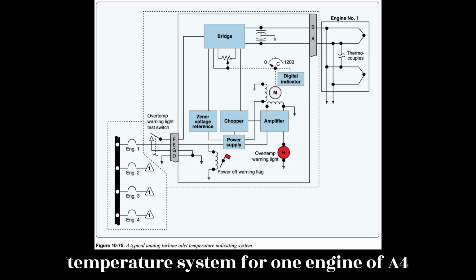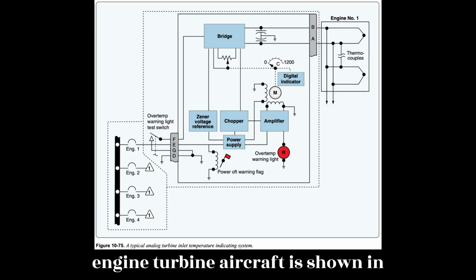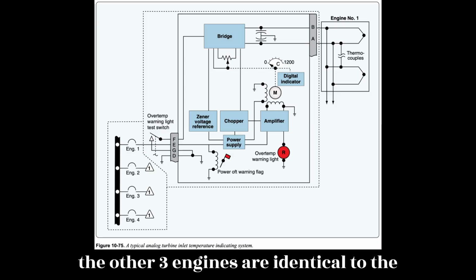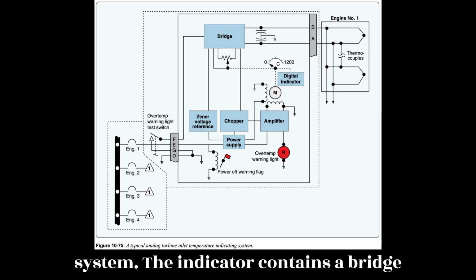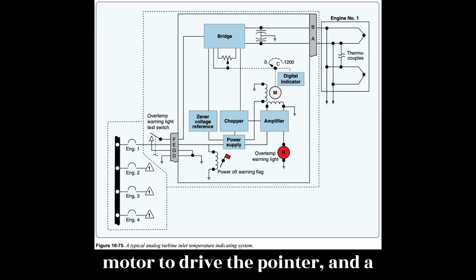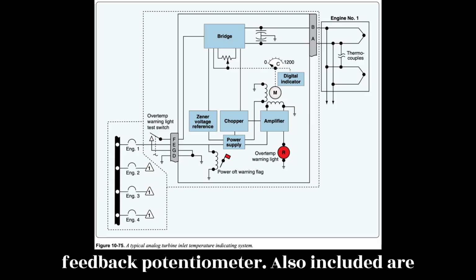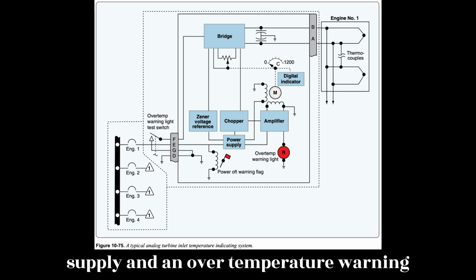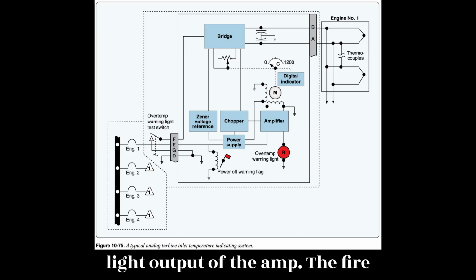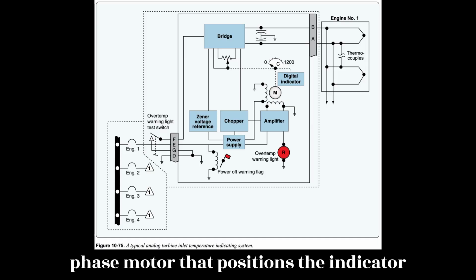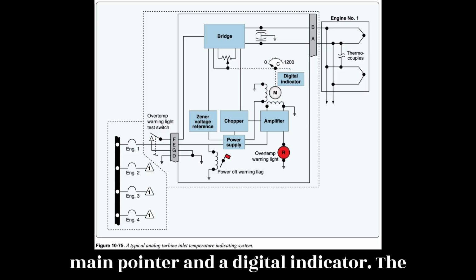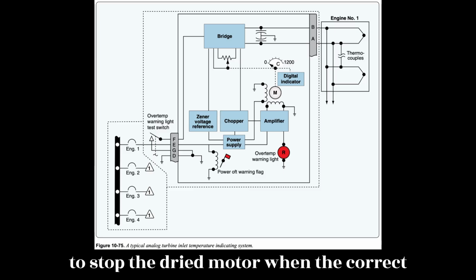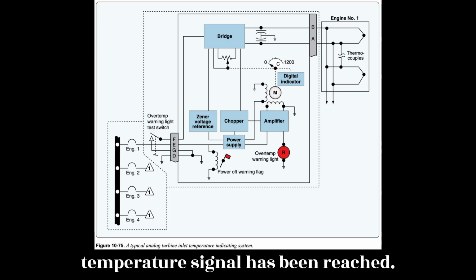A schematic for the turbine inlet temperature system for one engine of a 4-engine turbine aircraft is shown in Figure 10.75. Circuits for the other 3 engines are identical to this system. The indicator contains a bridge circuit, a chopper circuit, a 2-phase motor to drive the pointer, and a feedback potentiometer. Also included are a voltage reference circuit, an amplifier, a power-off flag, a power supply, and an over-temperature warning light. Output of the amplifier energizes the variable field of the 2-phase motor that positions the indicator main pointer and a digital indicator. The motor also drives the feedback potentiometer to provide a nulling signal to stop the drive motor when the correct pointer position, relative to the temperature signal, has been reached.